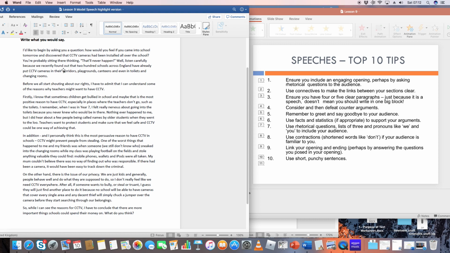Use contractions. Okay, so it hasn't got that here, but "I'd like to begin" is a couple of examples there. Then your opening and ending. "I'd like to begin by asking you a question. How would you feel?" So it finishes: "While I can see the reasons for CCTV, there are more important things. What do you think?" So how would you feel? He gives his reasons and then links it together there.